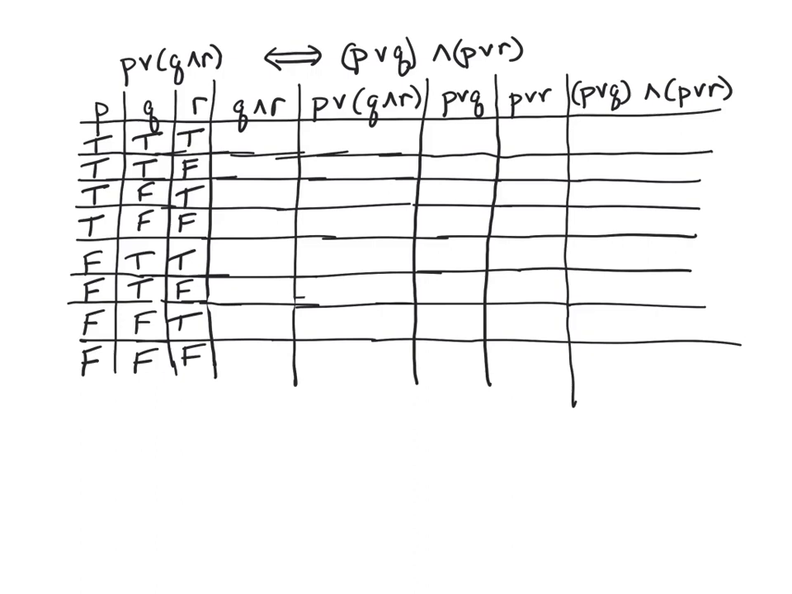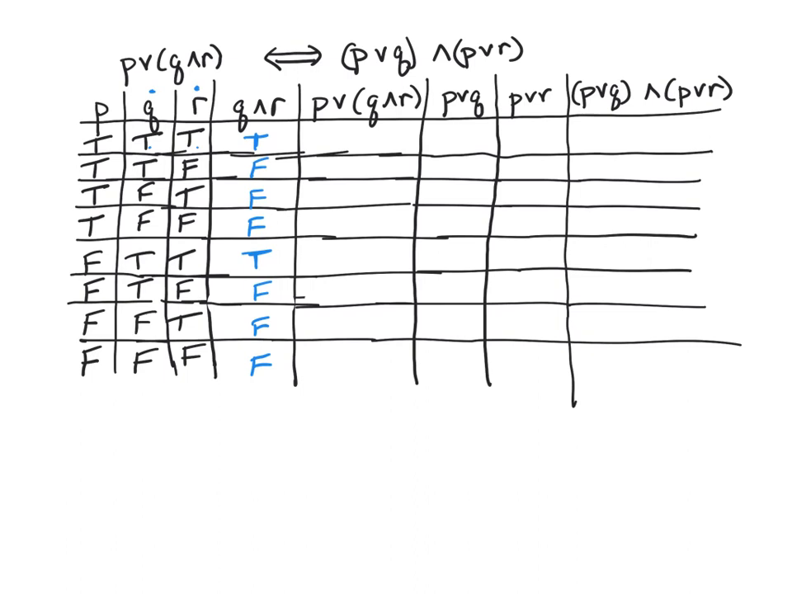So let's look at that 4th column, Q and R. So we look at the Q column and the R column, and we know that and is demanding, it will be true when both are true. So we look for 2 trues. This is true, and this is true. Otherwise, false. This is how I do it.